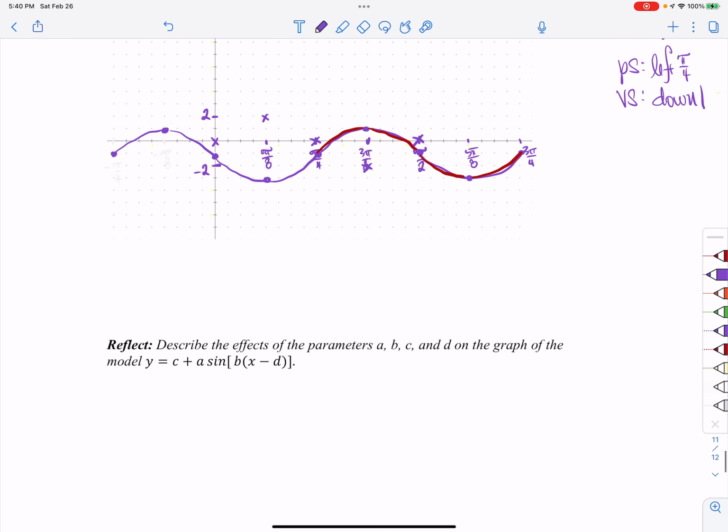And this next question, really, we've been doing this all of 6-3 and 6-4, but just take some time and make sure that you understand what the A, the B, the C, and the D do to each graph.